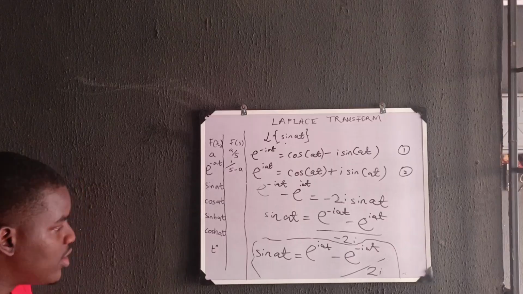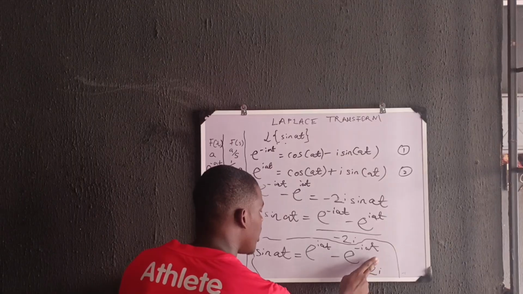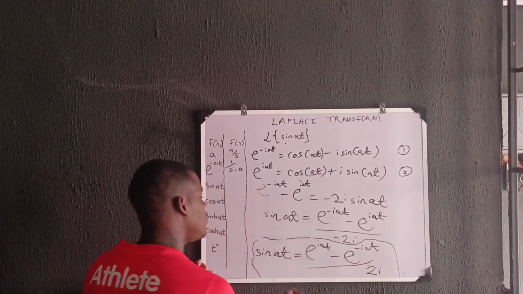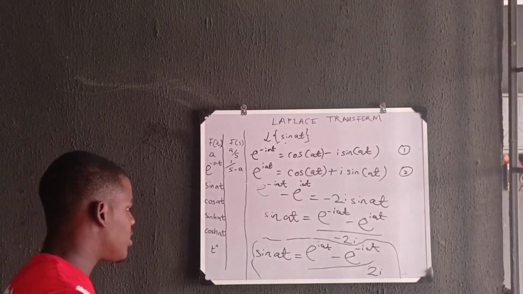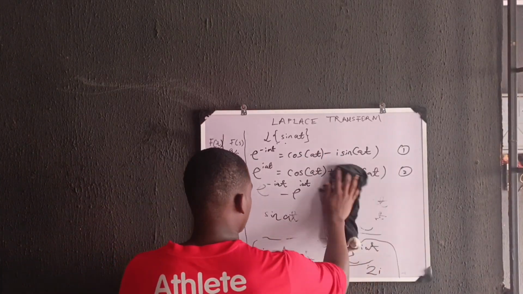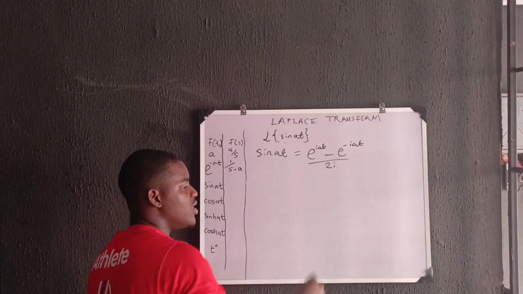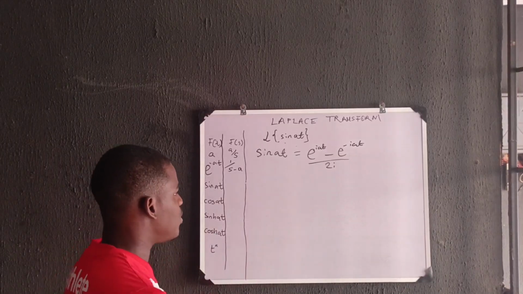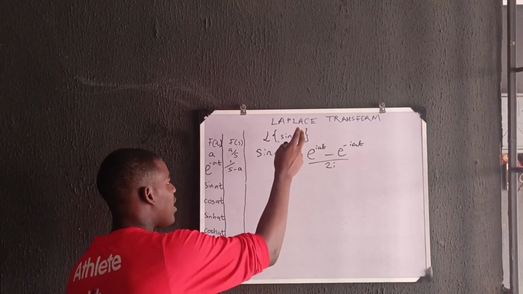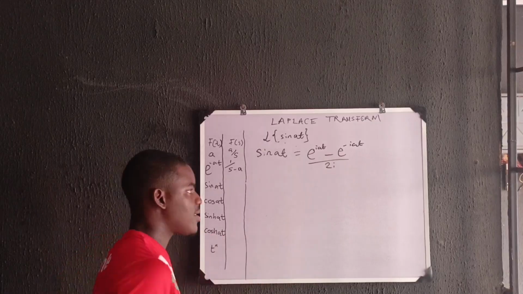This is what we are going to be using to solve from now. Let me put you well so you will not say that you don't understand. Okay, let's move forward. Now sine at is equal to this, right? We've proven that sine at is equal to this. So now let's take the Laplace transform of sine at using this.